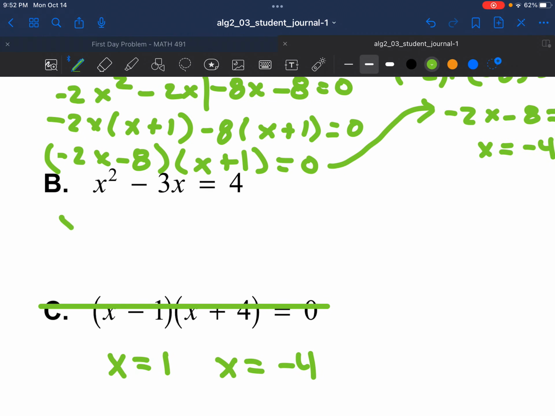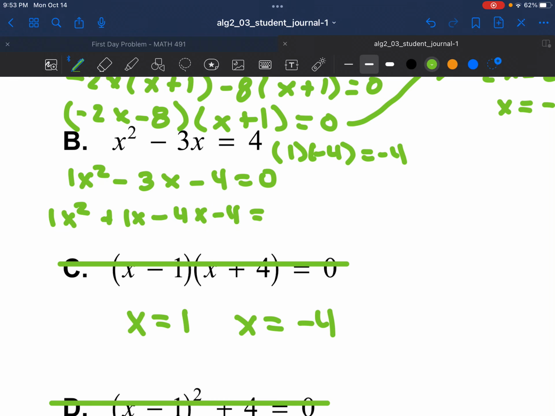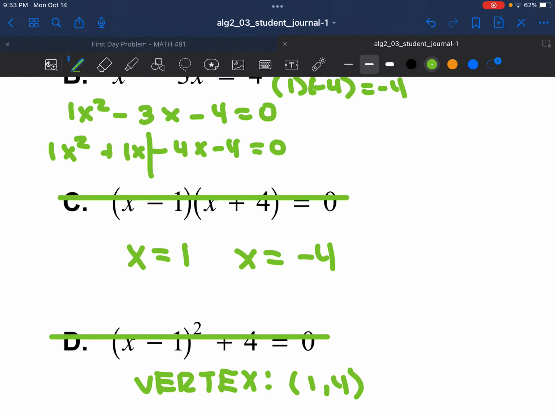Okay, let's check this one. So this is going to become x squared minus 3x minus 4 equals 0. We're going to do a times c, which is 1, because there's a 1 here, times negative 4, equals negative 4. The factors of negative 4 that add up to negative 3 are 1 and negative 4. So I'm going to go ahead and split that middle term now. So 1x squared minus 4x plus 1x minus 4 equals 0.